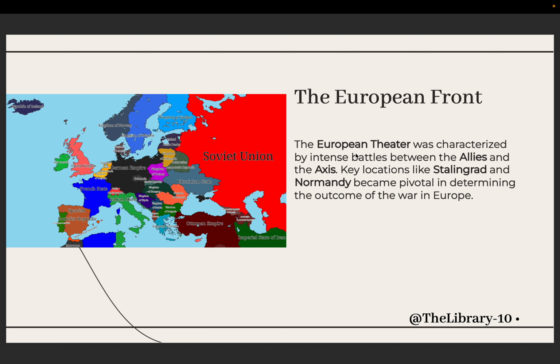So there is a map which shows you the Socialist Republic of Spain, Italian state, the German Empire, Soviet Union, the Ukrainian state, the United Kingdom, the Kingdom of Lithuania, the Kingdom of Finland, Sweden, Norway. The key battles like Stalingrad and the invasion of Normandy, or D-Day, were pivotal. These battles were not just military confrontations but also strategic turning points that decided the fate of the European theater.